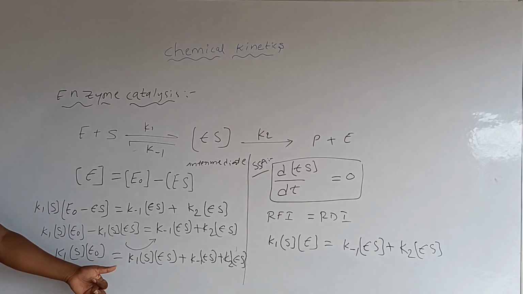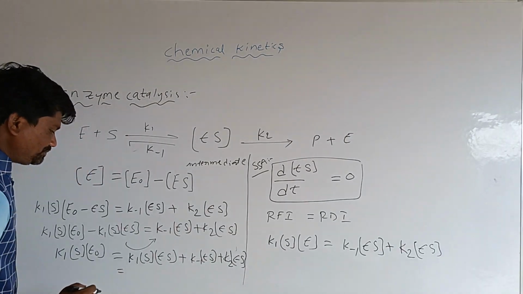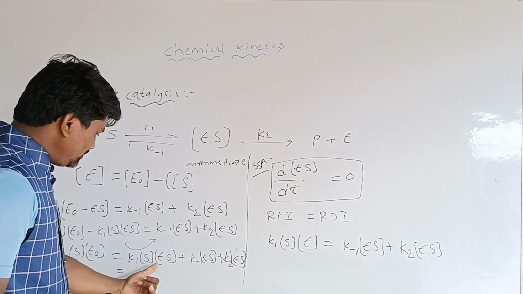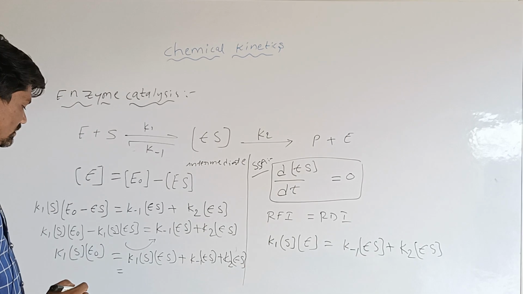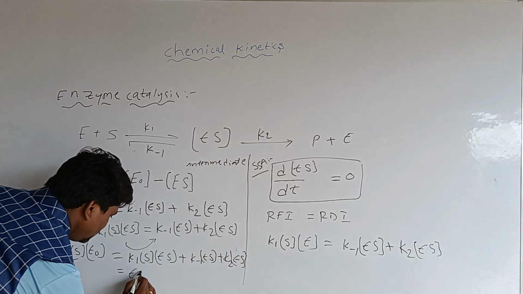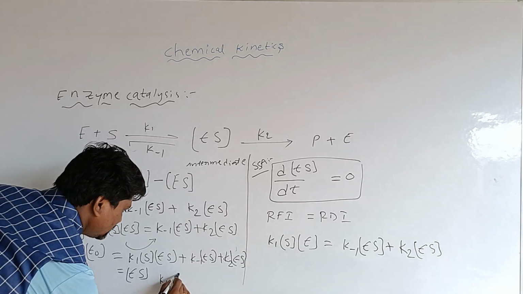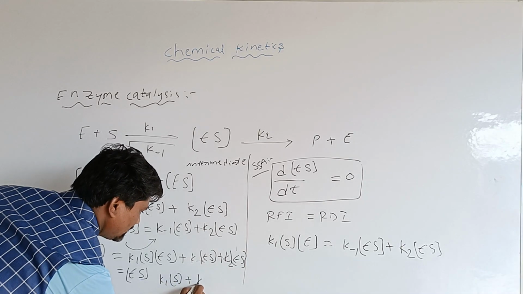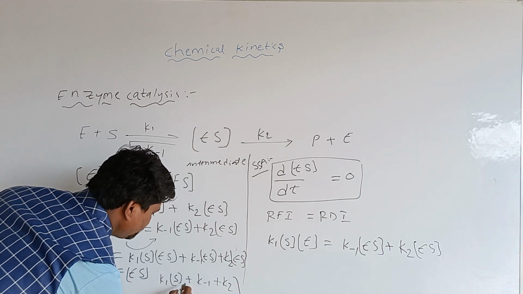In this, you have to take what common? K1 S into ES, K inverse into ES, K2 into ES. ES is the common. Then K1 S plus K inverse plus K2.